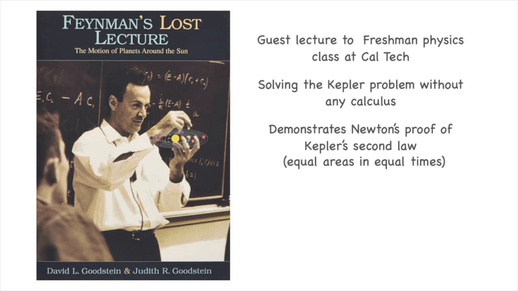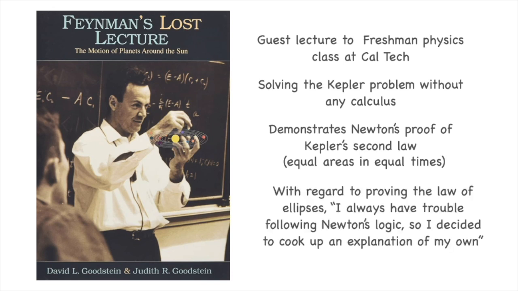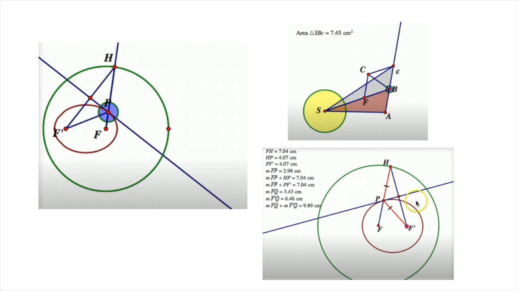He first demonstrates Newton's proof of Kepler's second law. Then he says to the class, with regard to proving the law of ellipses, "I always have trouble following Newton's logic, so I decided to cook up an explanation of my own." Once again, however, his geometric arguments, such as those illustrated here, might be difficult to follow for someone who had not studied any geometry after the 10th grade.